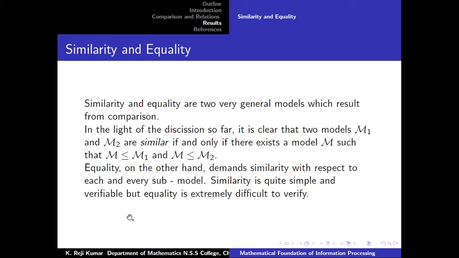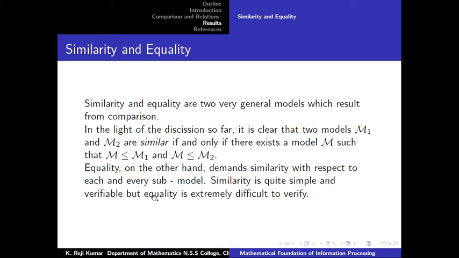Similarity and equality are two very general notions which result from comparison. In the light of the discussion so far, it is clear that two models M1 and M2 are similar if and only if there exists a model M such that M less than or equal to M1 and M less than or equal to M2. Equality, on the other hand, demands similarity with respect to each and every submodel. Similarity is quite simple and can be verified. But equality is extremely difficult by nature, and very difficult to verify. It's because we have to take into account all submodels belonging to a particular model.